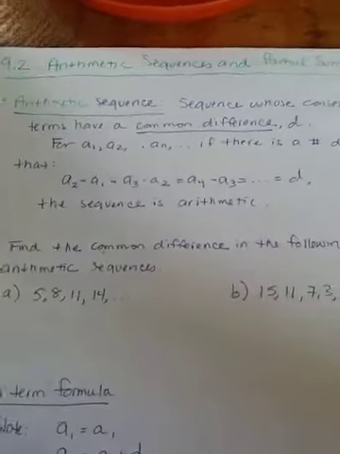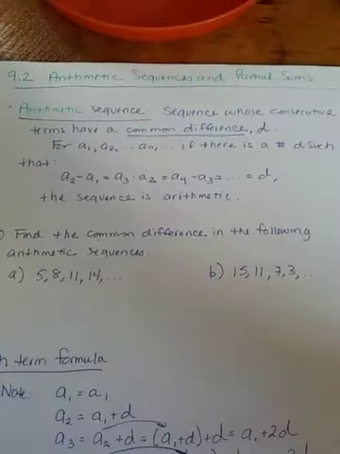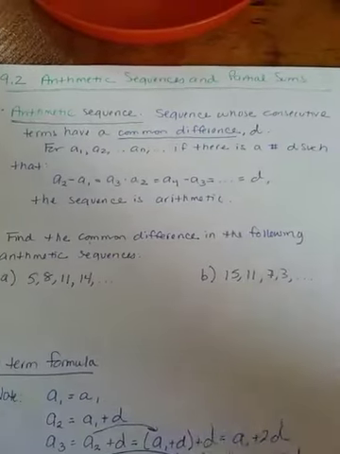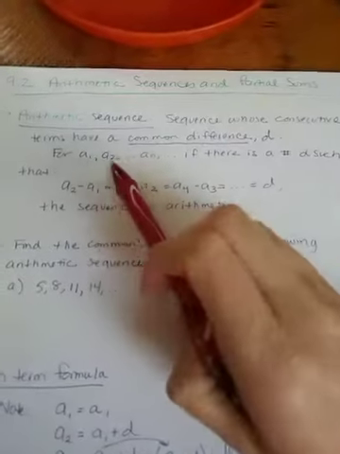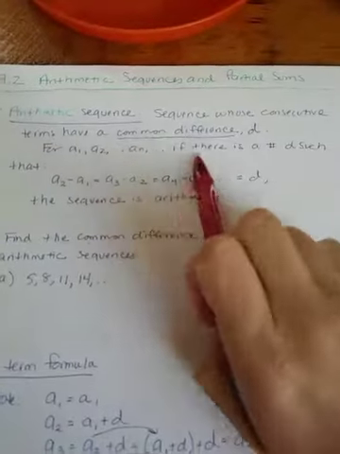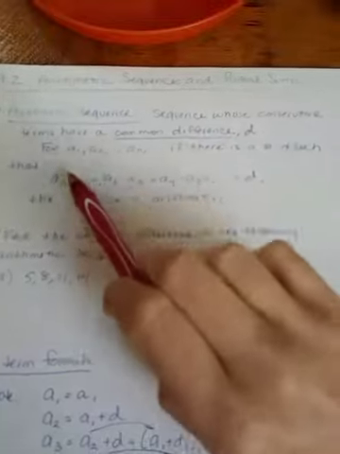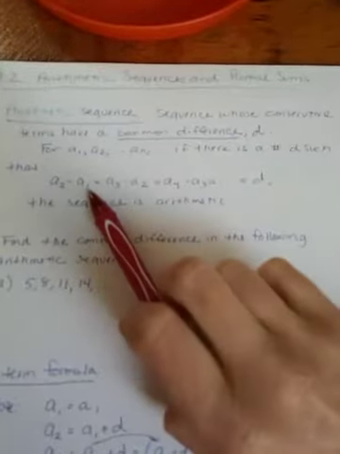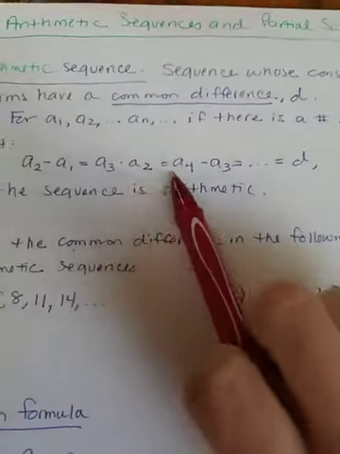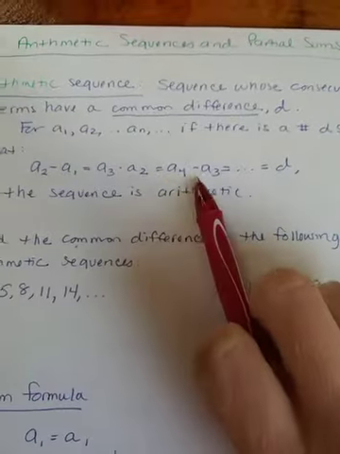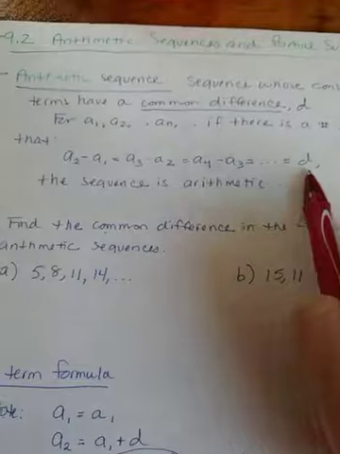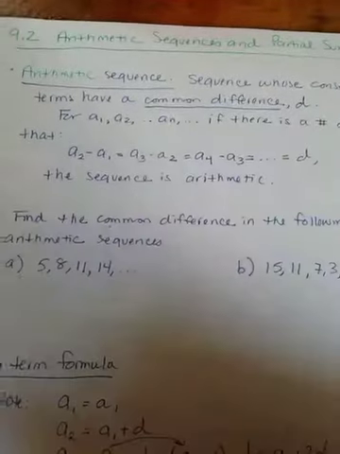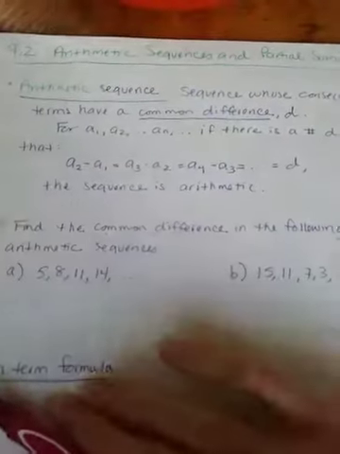An arithmetic sequence is a sequence whose consecutive terms have a common difference, which we call d. So if you have a sub 1, a sub 2, dot, dot, dot, a sub n, and there is a number d such that a sub 2 minus a sub 1 equals a sub 3 minus a sub 2, which equals a sub 4 minus a sub 3, etc., which equals the same number d, then that sequence is an arithmetic sequence.